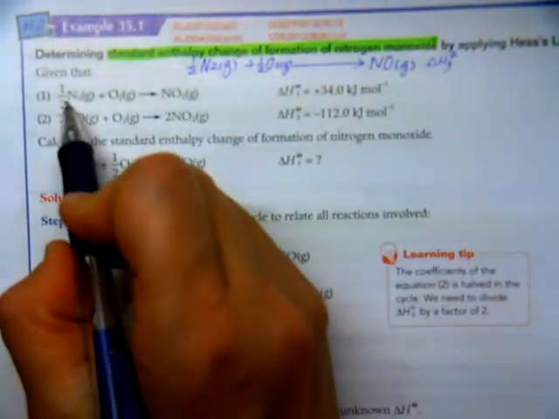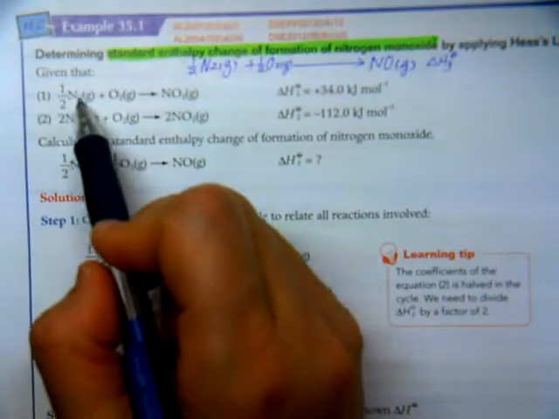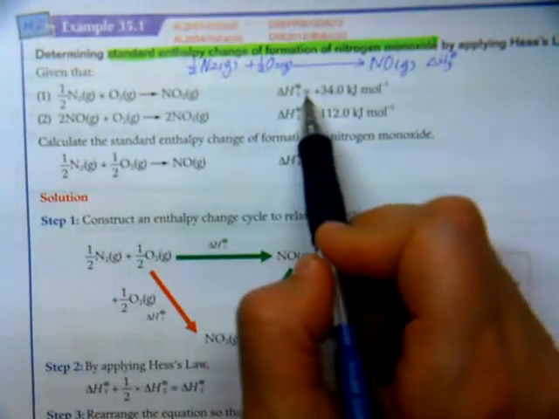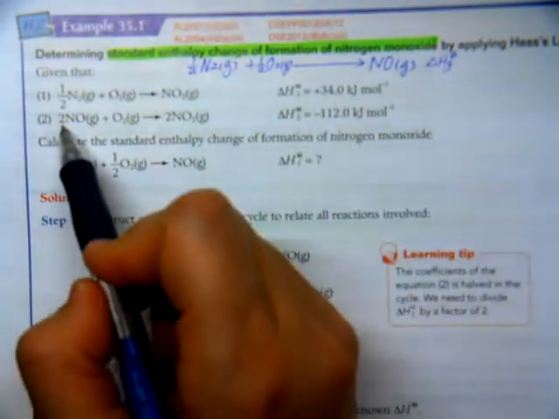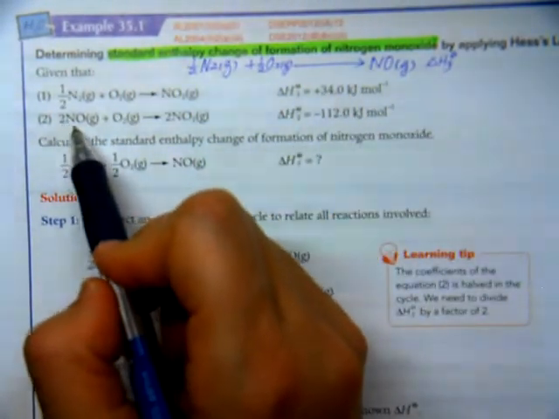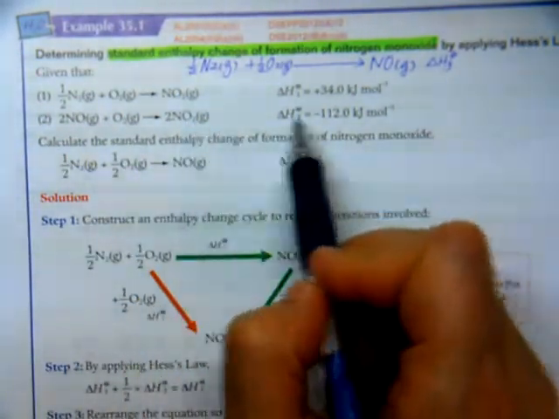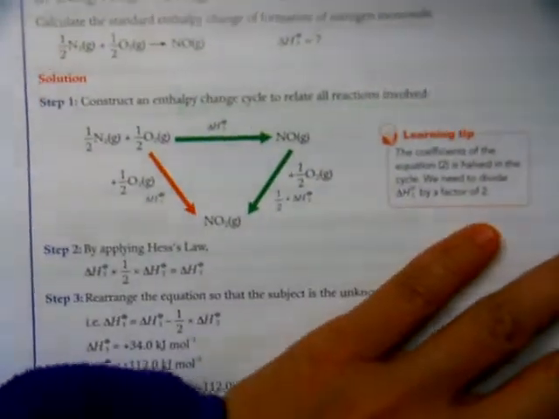And then next, these two are the data given. This is the first step: half N2 reacts with O2 to form NO2 with positive 34 kJ per mole. This is the second: 2NO reacts with O2 to form 2NO2. Now, how to solve this problem? Again, I would like to show you two different methods.